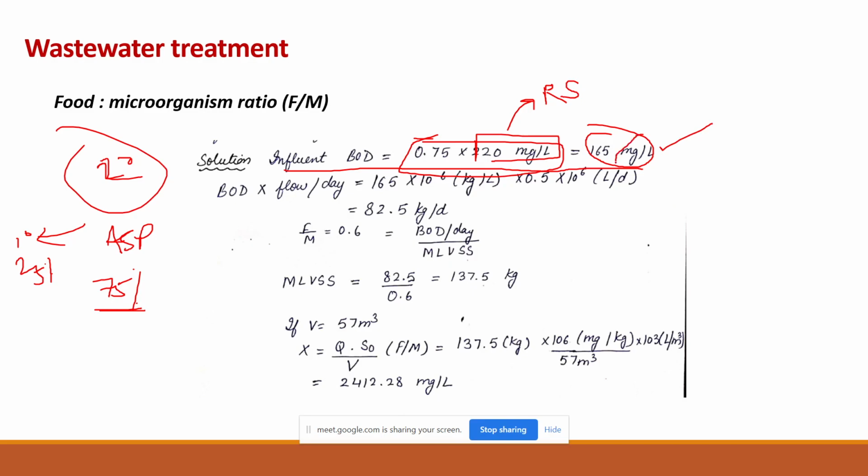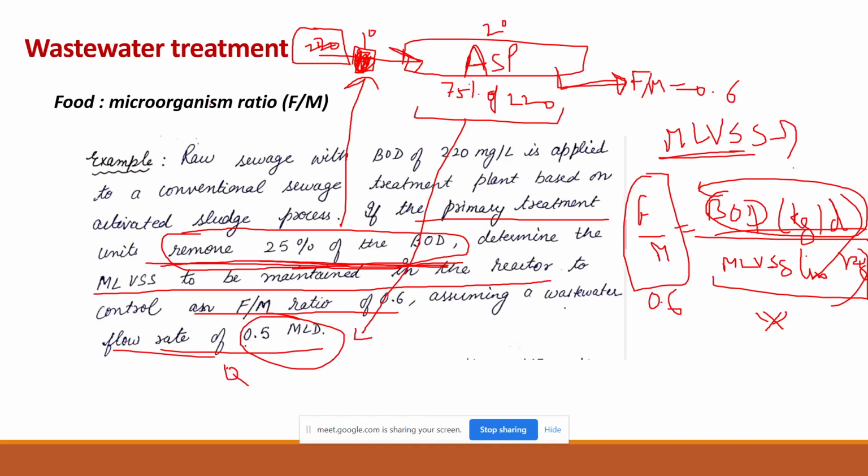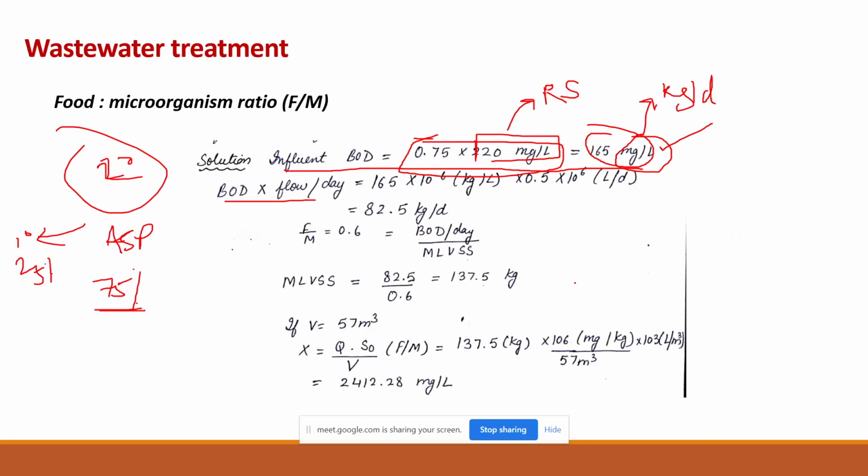This is in mg per liter. You have to convert it into kg per day. So what has to be done? You have to multiply it by the flow rate. Flow rate has already been provided to you as 0.5 MLD. 0.5 MLD means 0.5 million liters per day. So for million you put 10 to the power 6 liter per day. So this is your flow rate. When we apply the flow rate here, the liters will get cancelled. You will get 82.5 kg per day as the BOD per day.